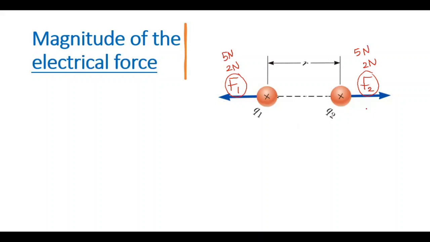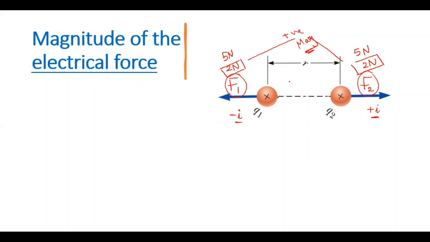The difference is only that this one to the right will be in the positive i direction, and this one to the left will be in the negative i direction. So how can we calculate this magnitude, taking care that the magnitude is always positive? I'm going to calculate, say, 2 newtons, always a positive value. Magnitude is always positive.